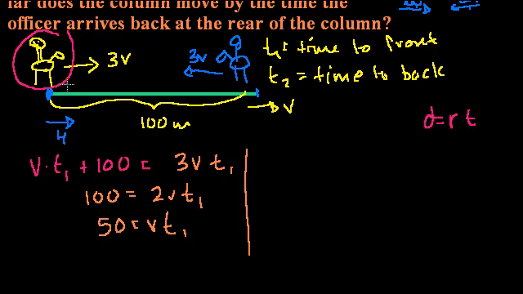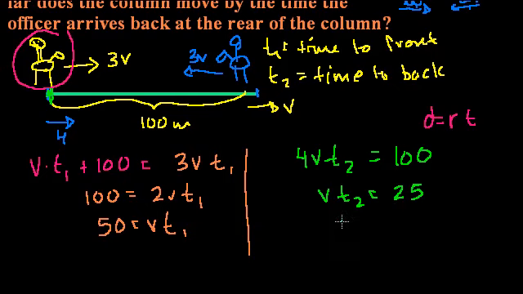So how long does it take him to get to the back? Well, let's see. His velocity is 4v. I'll do that in green. So his velocity is 4v. That's how fast he's approaching the back of the column. And it's going to take him time t2. And his distance, he's going to travel 100 meters, because that's the length of the column, is equal to 100. And let's see, if we divide both sides of this by 4, we get velocity times t2 is equal to 25. And once again, we have one equation with two unknowns. It doesn't help us a lot.